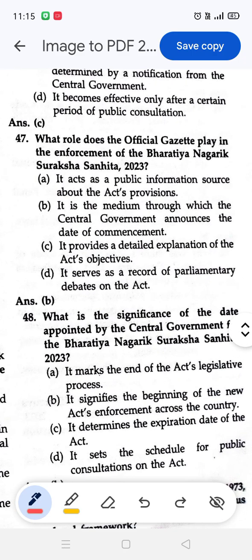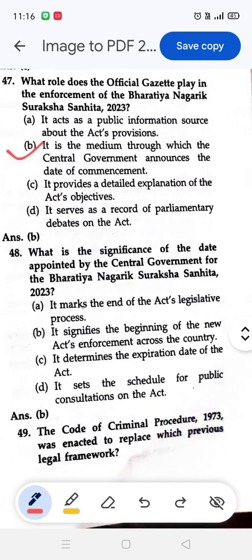Question number 47. What role does the official gazette play in the enforcement of BNSS 2023? So option B is correct. It is the medium through which the central government announces the date of commencement.